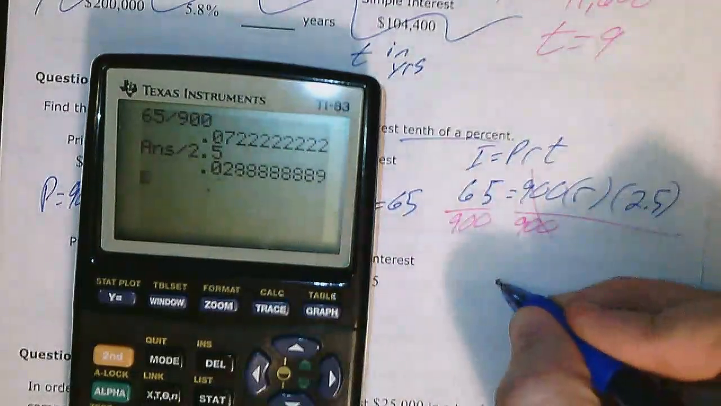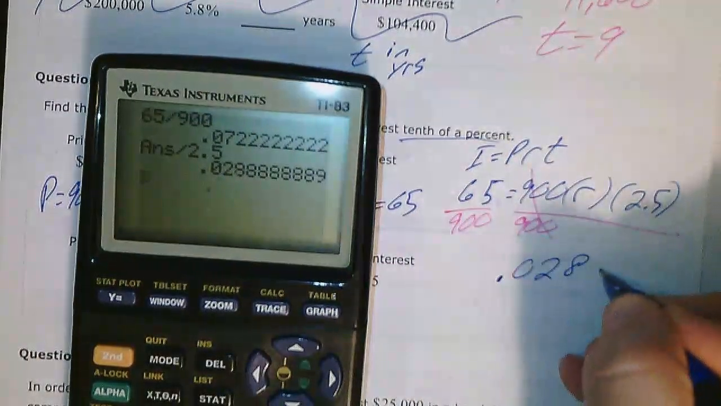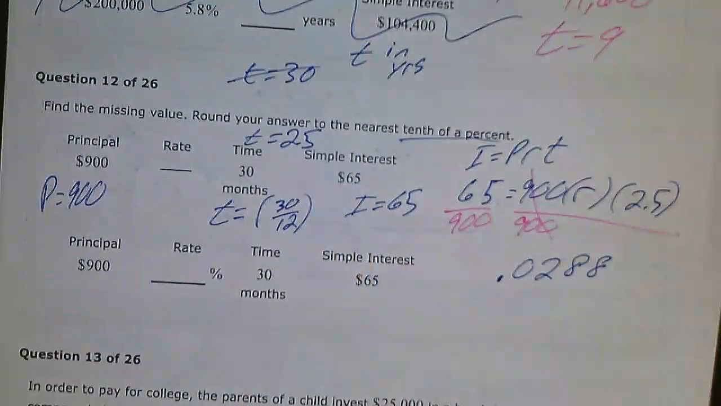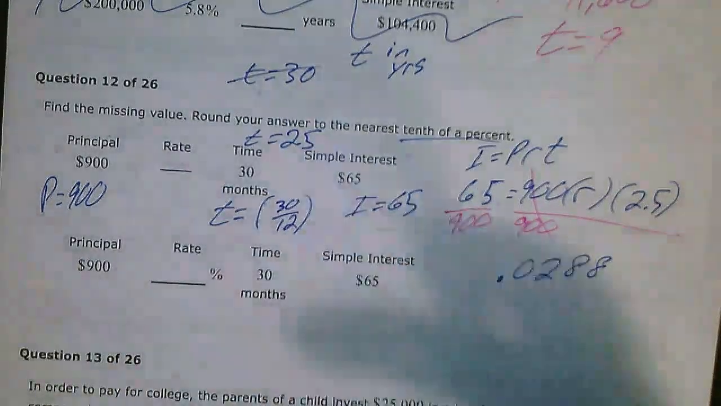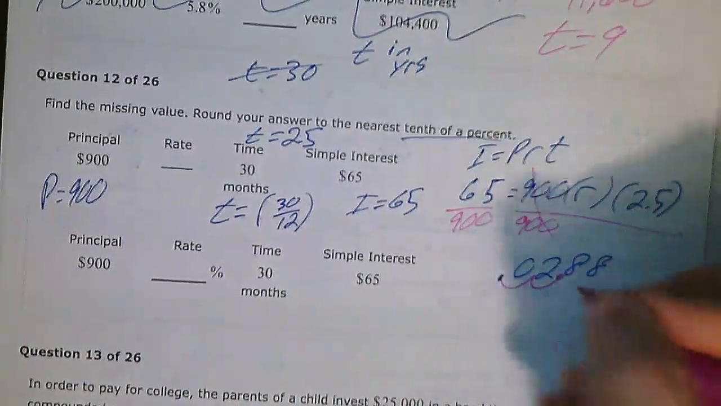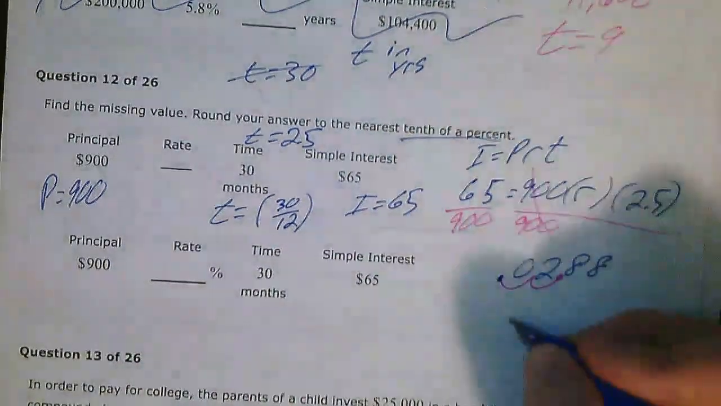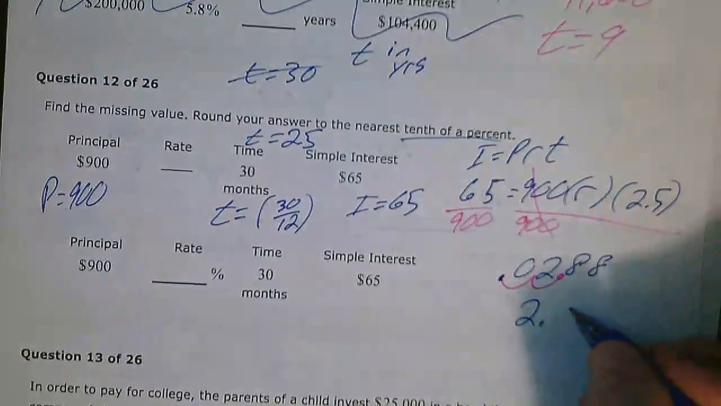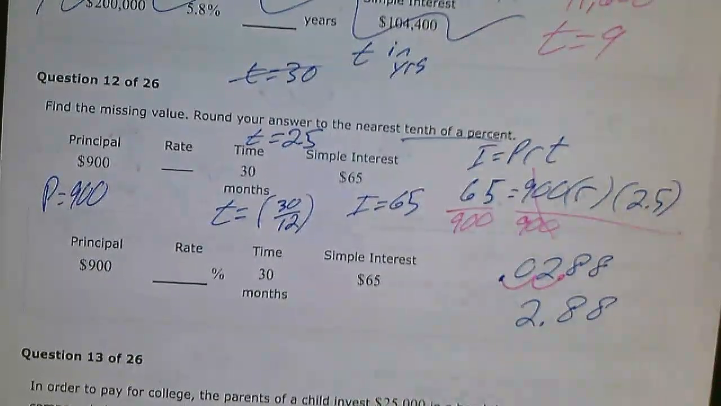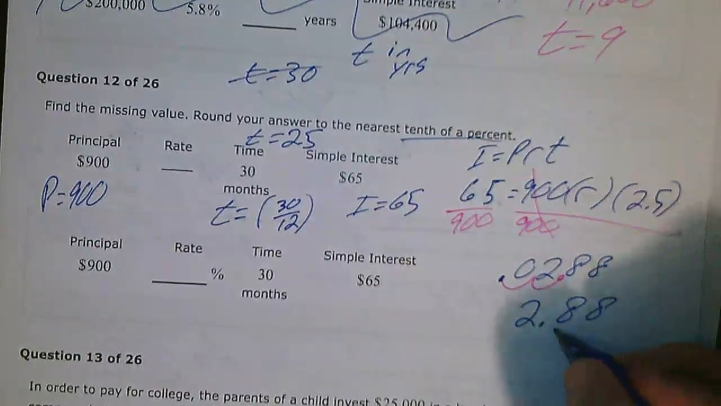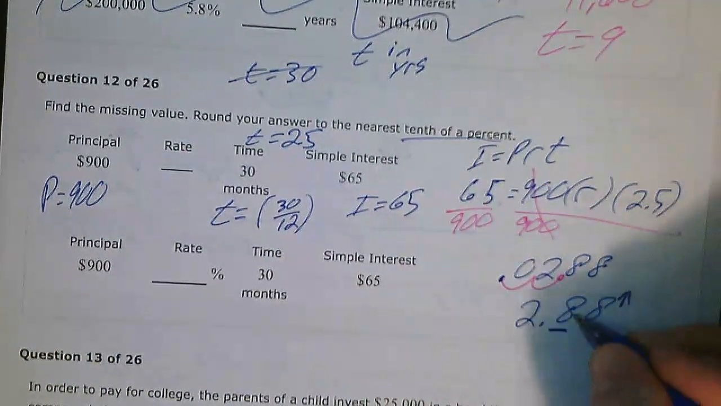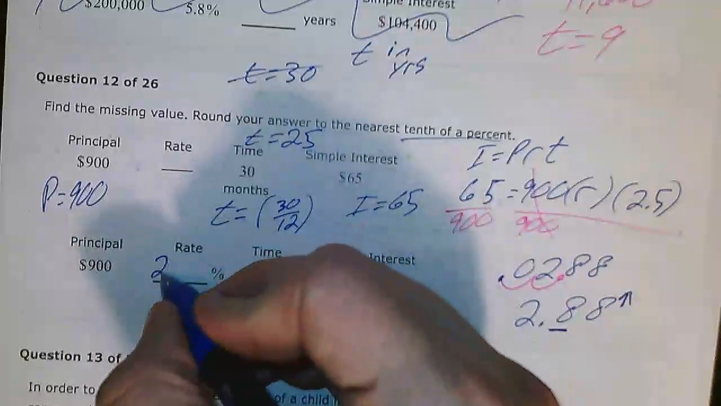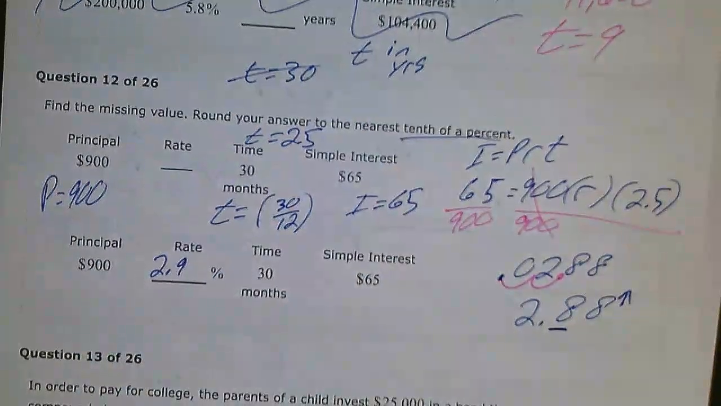So let's think about this. To the nearest tenth of a percent. So we have the decimal. We need our answer as a percent. So I move the decimal 2 spots to the right. And now we have 2.88 repeating. We want it to the tenths location. That 8 is going to move that up into 2.9%.